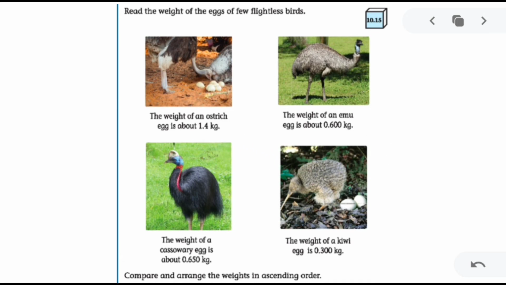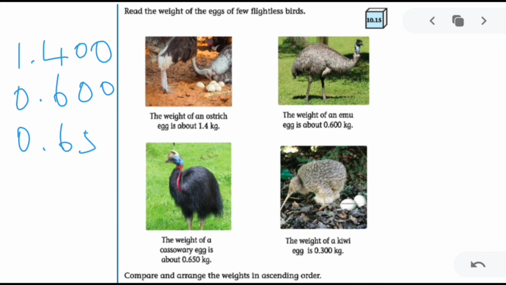So I want to change first 1.4. See, look at it. In the decimal numbers, 3 digits are there. So all the decimal numbers should have 3 digits in the decimal part. So 1.4 already has 1 digit and 2 zeros we will add. Next is 0.600. Next 0.650 kg, isn't it? And the last one, kiwi, 0.300. Now look at this, all the decimal numbers are like decimals. Now we will arrange in ascending order.